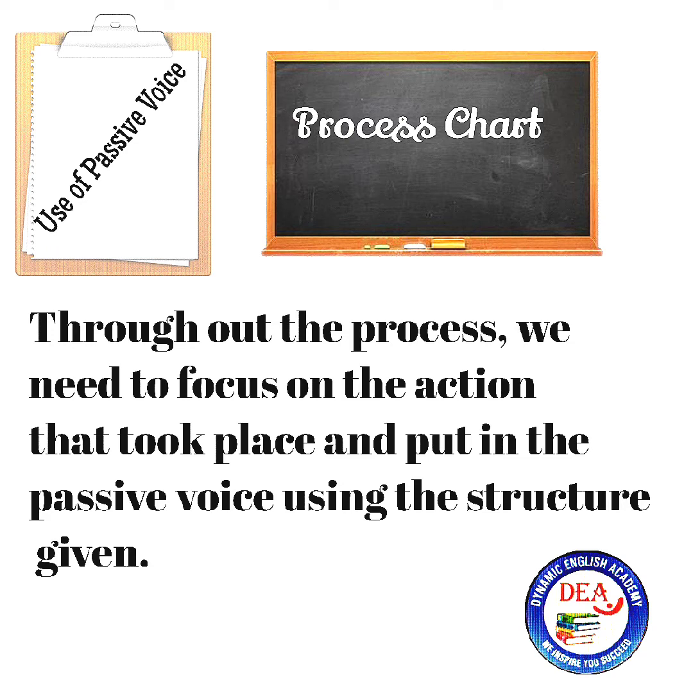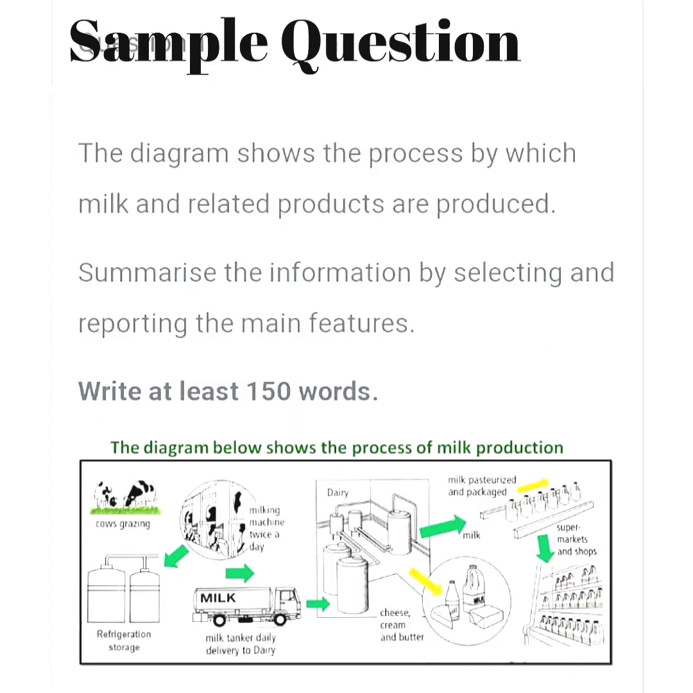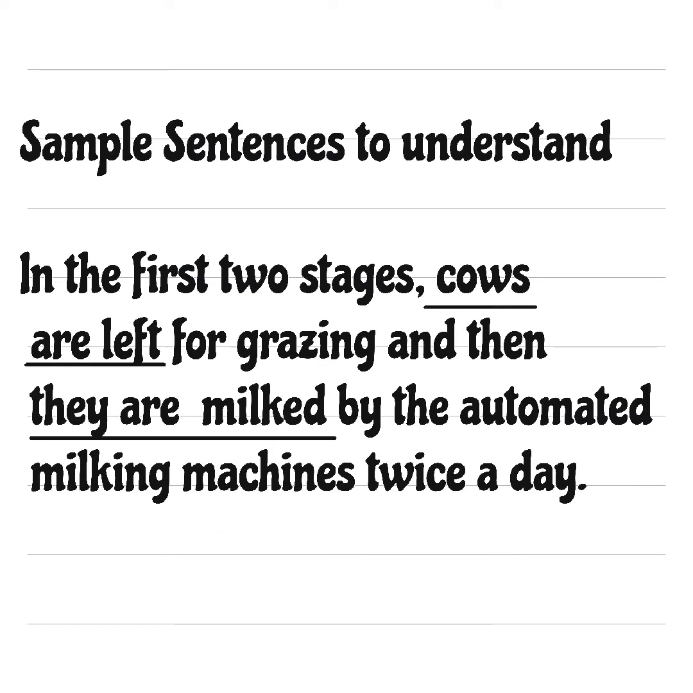Now let's look at the diagram given, which actually shows the process of making milk and milk products, how the milk products are produced. If you look at it, the cows are seen grazing in the field. So how can we put that? Let's read the sample sentences to understand. In the first two stages, cows are left for grazing.